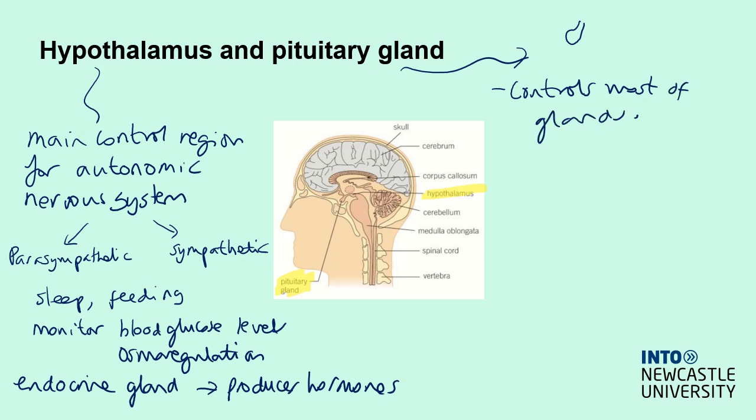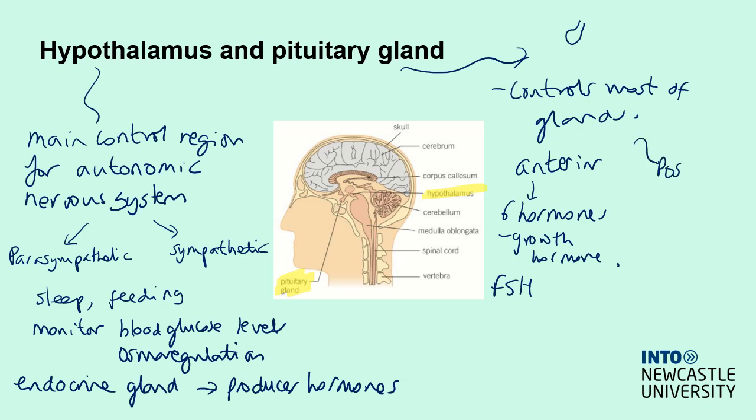It has two sections. We've got the anterior pituitary gland, and that produces 6 different hormones. Hormones such as growth hormone, and hormones such as follicle stimulating hormone, FSH, that's involved in reproduction. You'll talk about these hormones more at university, but they're produced in the anterior part of this pituitary gland.